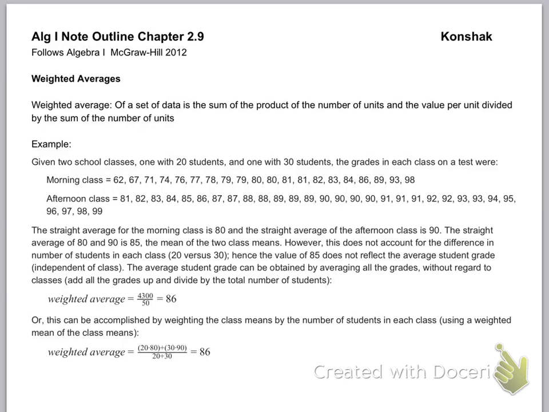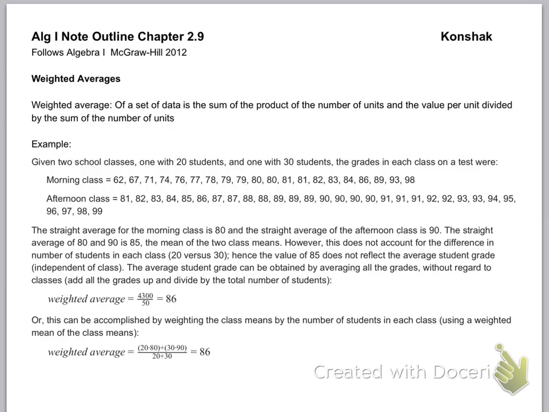What? Okay, so basically it says it's a sum of the product of a number and its value. So what that means is how many times you're using it times its value, added up, divided by the total number of items that you are using. Because think about what average is. Add them all up and divide by the number being used, right? That's what average is.